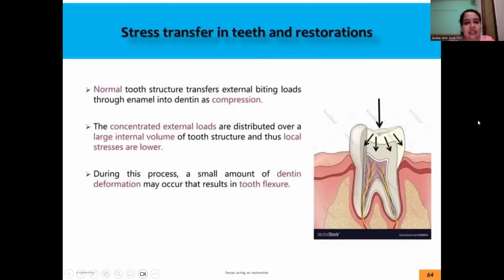Now, coming to the stress transfer in normal teeth and the restoration. In a normal tooth, whenever you subject the tooth to occlusal or masticatory forces, the forces will be dissipated all around the surface area of the intact enamel, dentin, pulp, cementum and the alveolar structures. So there is a uniform distribution of the concentrated external loads. Hence, there is going to be more surface area and less stress on the dentate. So there is going to be very little deformation and flexion.